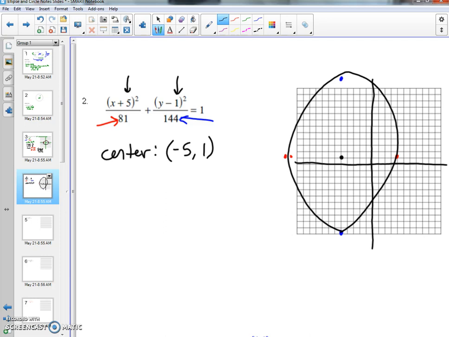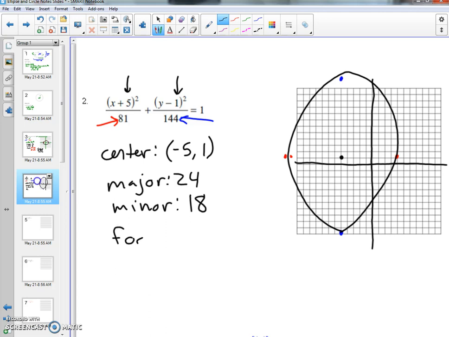So then as I think of my major and minor axes, my major is going to be the vertical one here. I went 12 up and 12 down, so total that would be 24. My minor, I went 9 left and right, so total that would be 18.